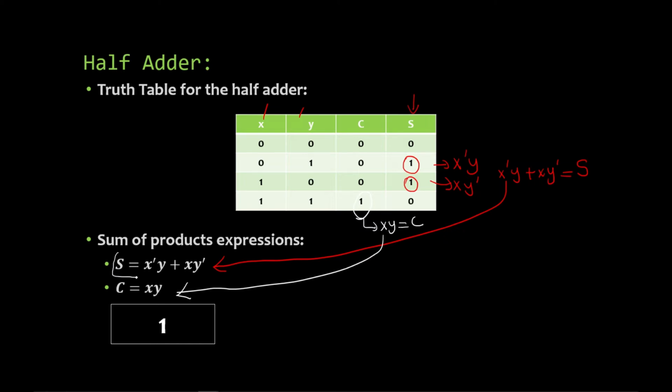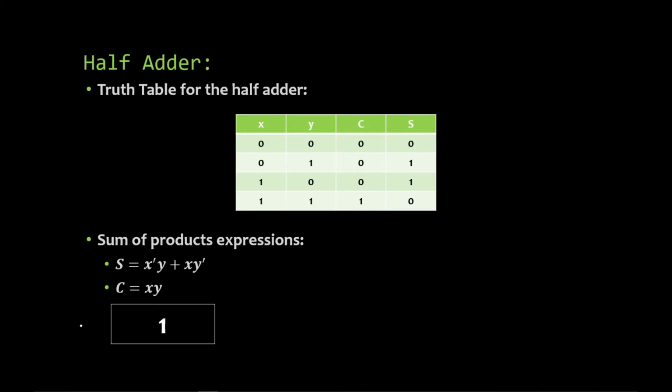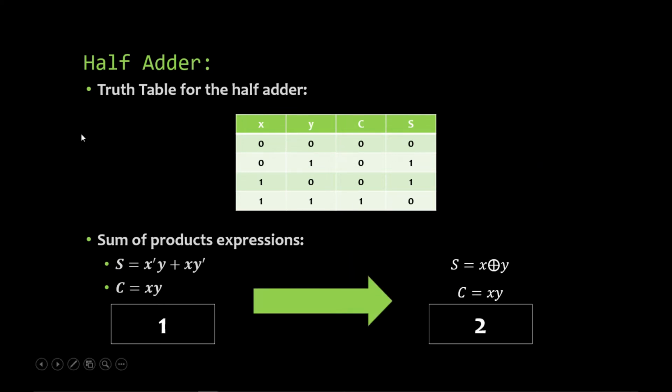However, if you look at the definition of the sum function, you can easily see that this is an XOR operation between x and y. As we said previously, s is equal to x XOR y, and carry is equal to x AND y.